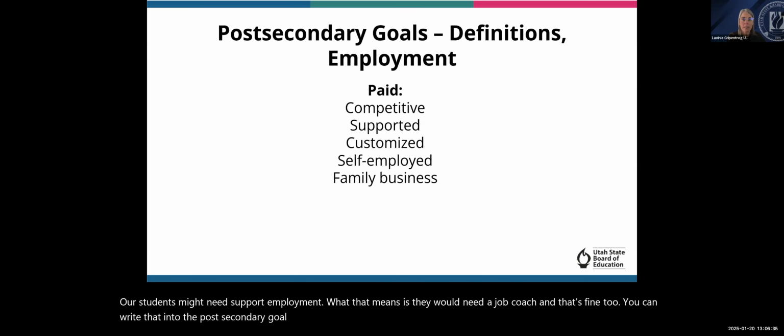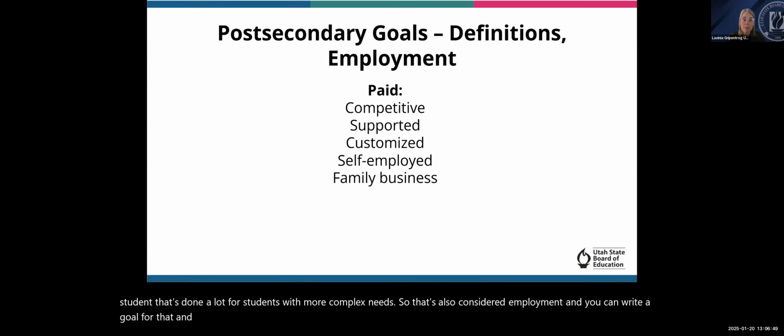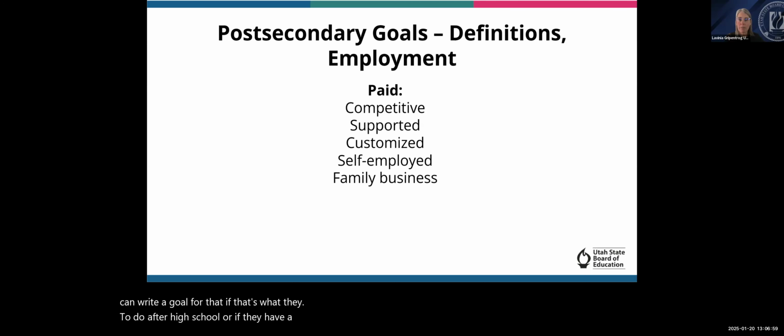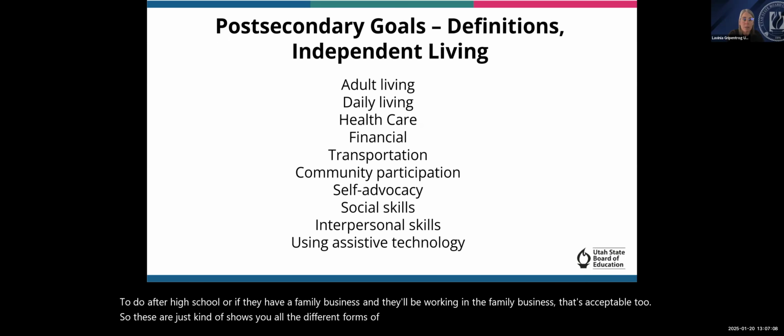Customized employment. That's when we kind of carve out part of a job in particular for a student. That's done a lot for students with more complex needs. So that's also considered employment, and you can write a goal for that. And then don't discount self-employment. So if a student wants to start their own little business, you can write a goal for that if that's what they want to do after high school. Or if they have a family business and they'll be working in the family business, that's acceptable too. So this shows you all the different forms of employment for students after they leave school.